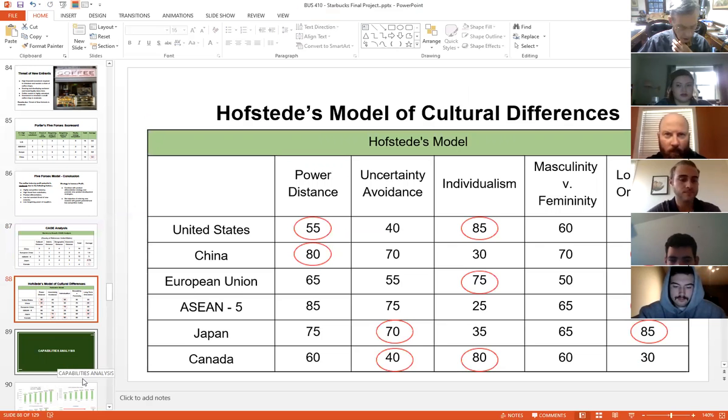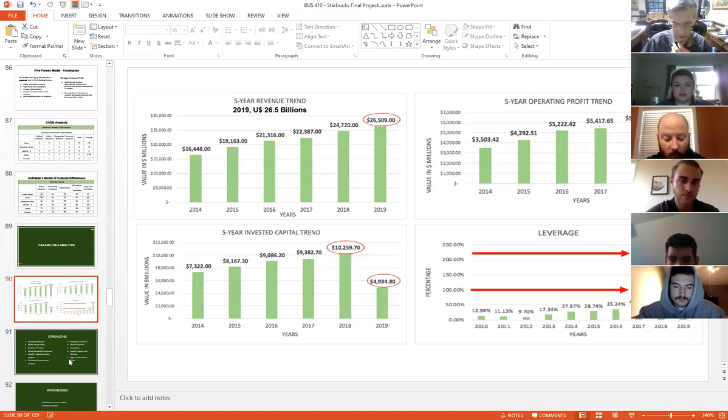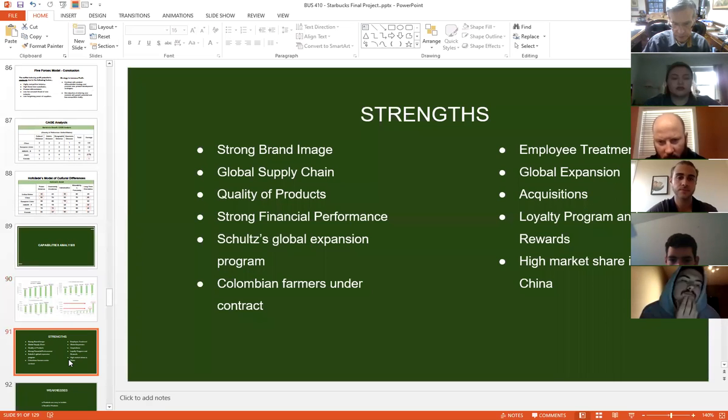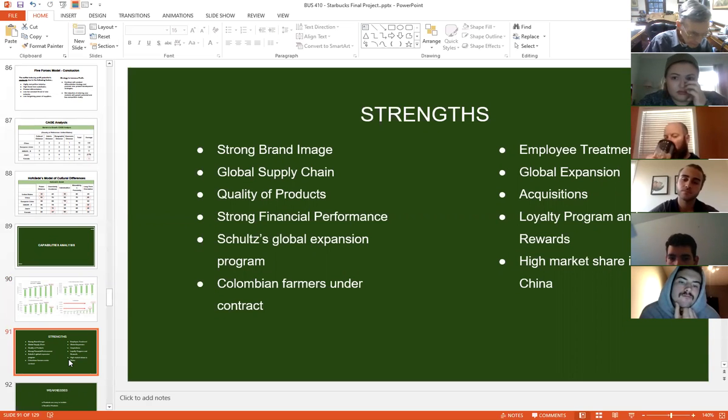Okay, off we go. Capabilities. Yeah, here's just an outlook of the company financials. I've talked about it before, so we can go to the next one. Here's some Starbucks strengths: the strong brand image, the global supply chain, the quality of the products, strong financial performance year after year, that shows global expansion program, Colombian farmers under contract.